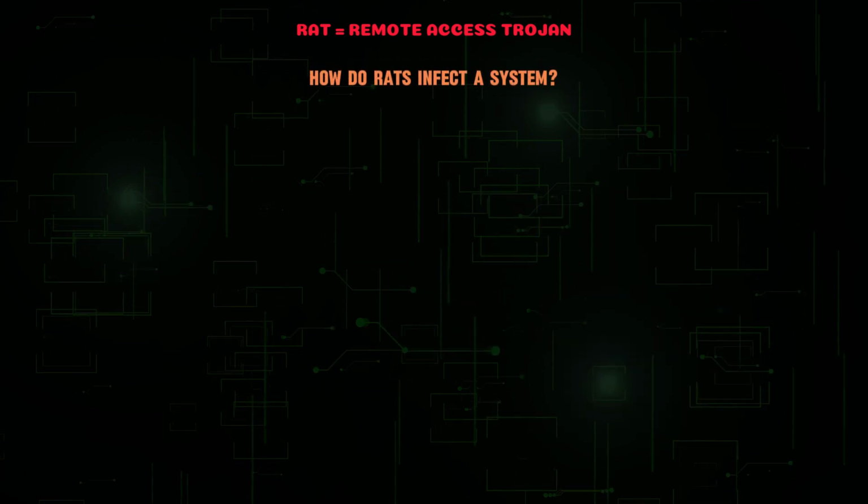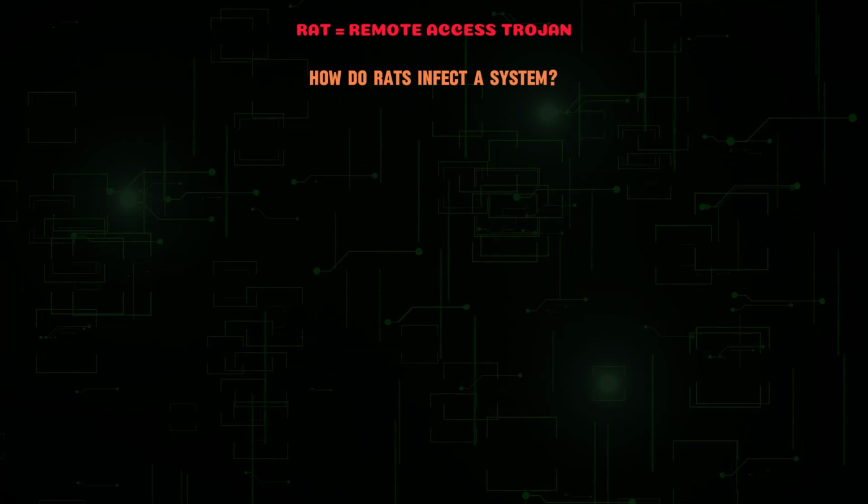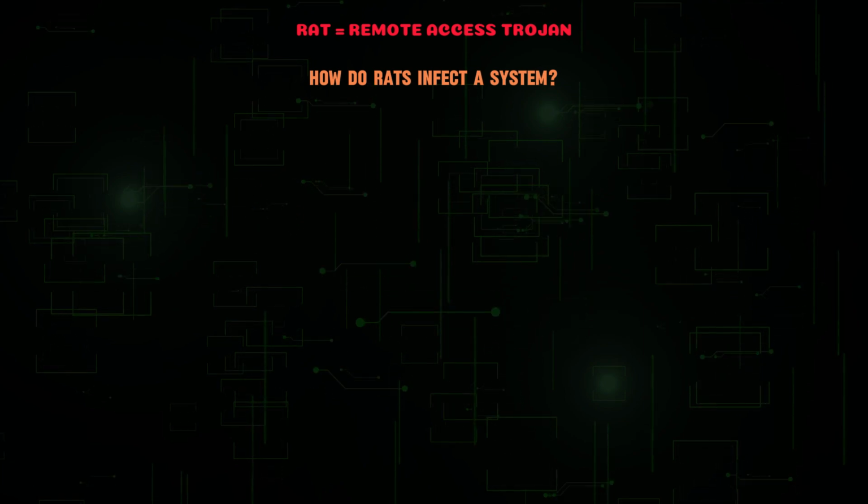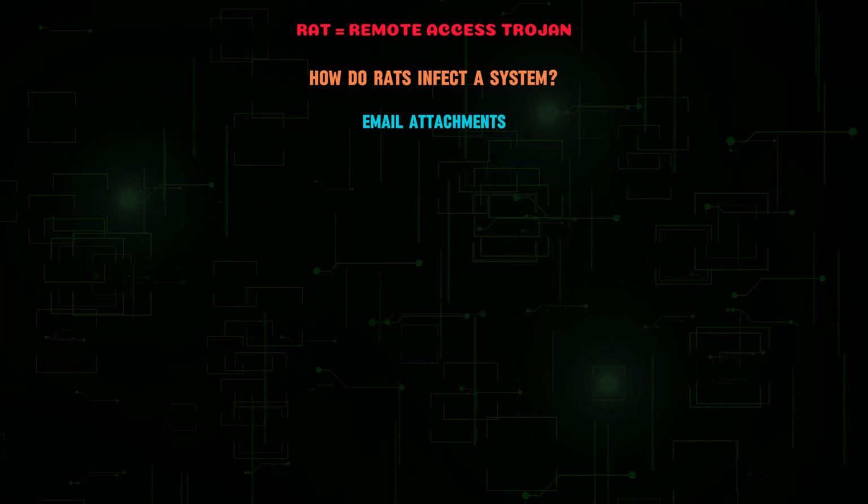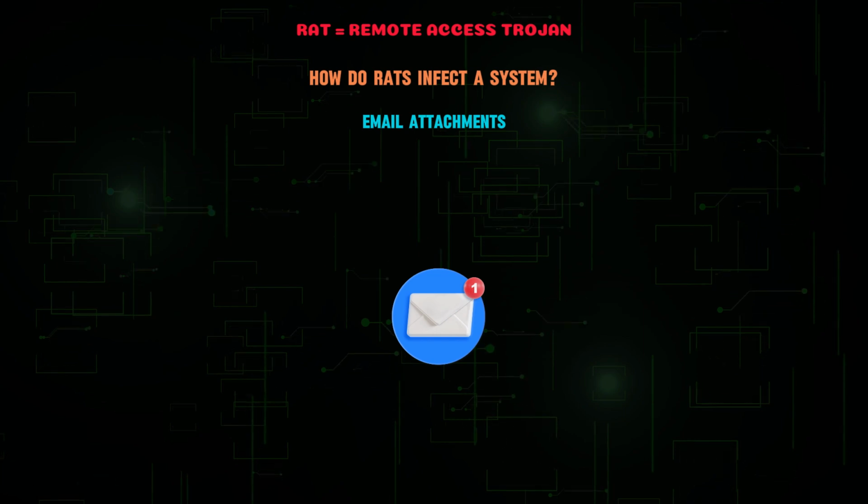How do RATs infect a system? Remote access Trojans can infect a system in various ways. Here are some standard methods that attackers use to spread remote access Trojans. Email attachments. Attackers can use phishing emails with infected attachments to spread remote access Trojans. These emails may appear from a trusted source, such as a bank or a well-known company, and can trick users into opening the attachment, infecting the system.